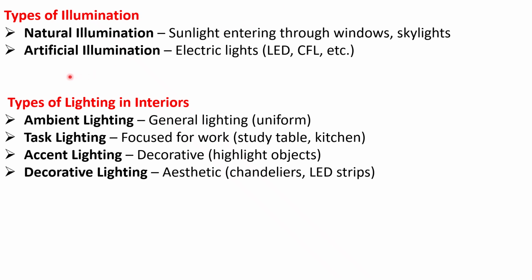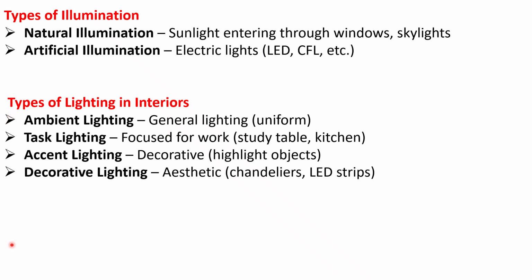Friends, basically the type of illumination is of two types: natural illumination coming from sunlight entering through window and skylight, and artificial illumination that is done through electrical lights, maybe LED, CFL, fluorescent, metal halide, etc.